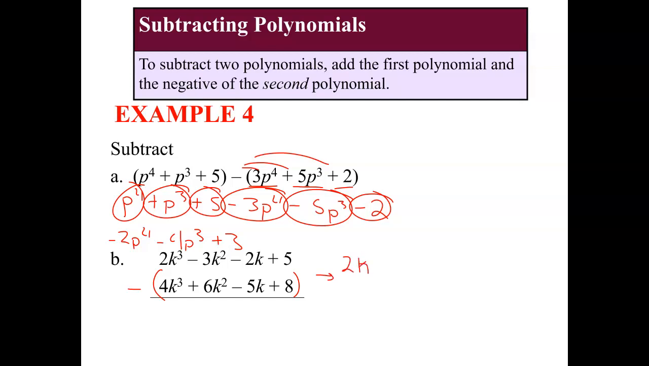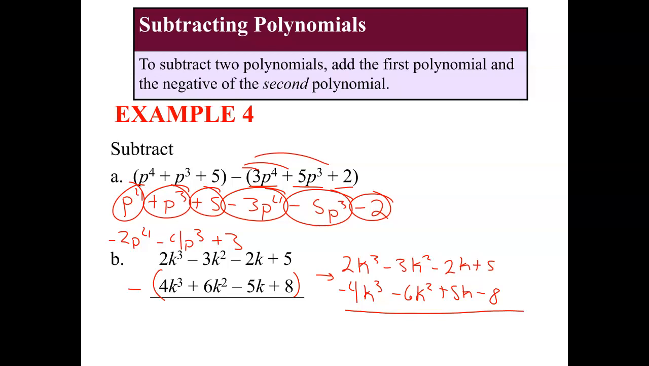So if I have 2k cubed minus 3k squared minus 2k plus 5, then I'm going to distribute that subtraction. I have negative 4k cubed minus 6k squared plus 5k minus 8. And that way I can just combine my terms straight down. I don't have to remember by adding my side, look at what each one is. I have 2 and negative 4, which gives me what? Because I'm subtracting the second polynomial from the first one.